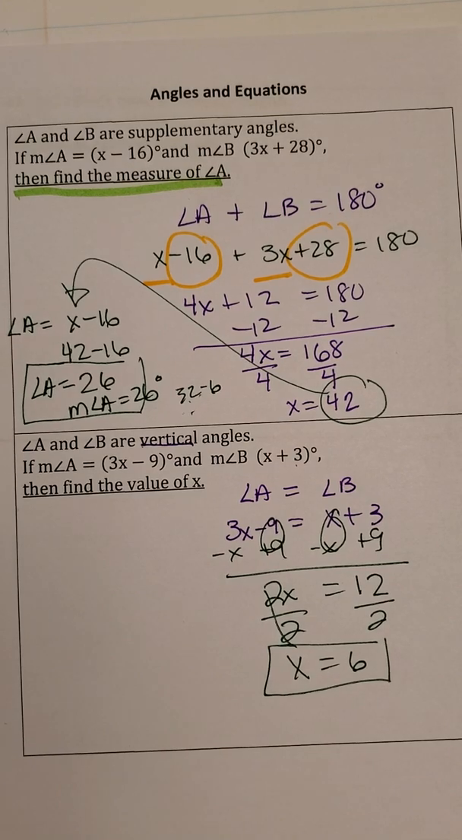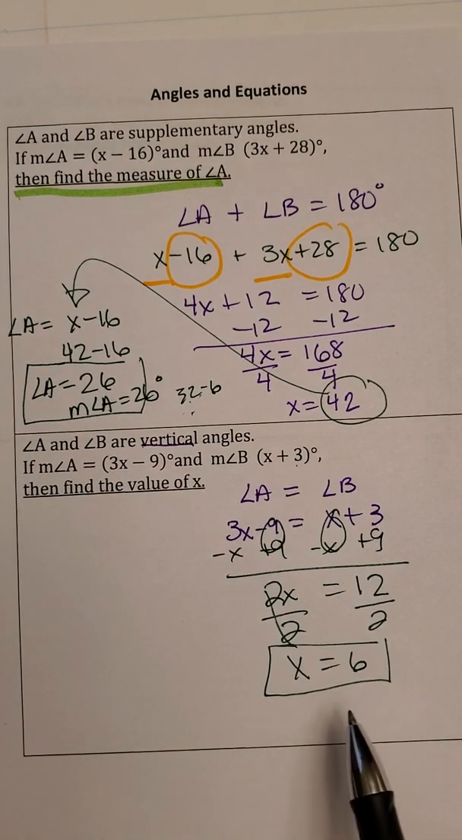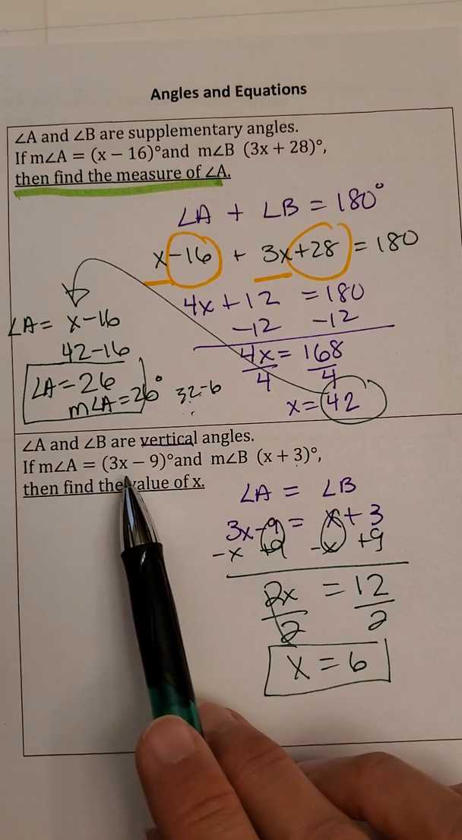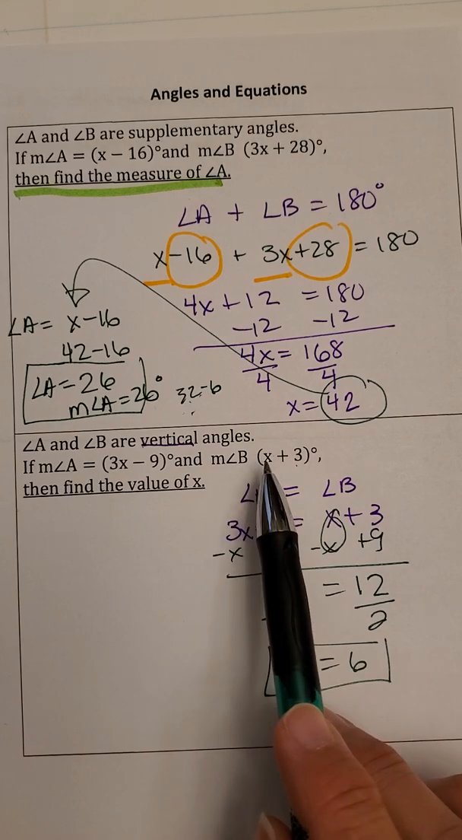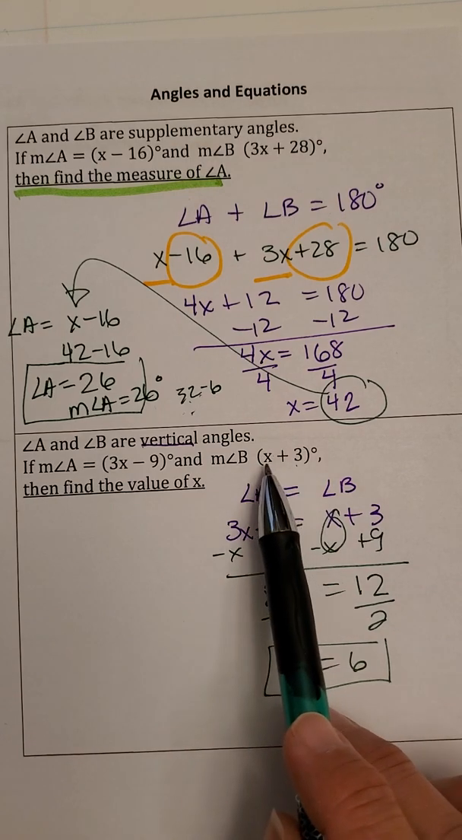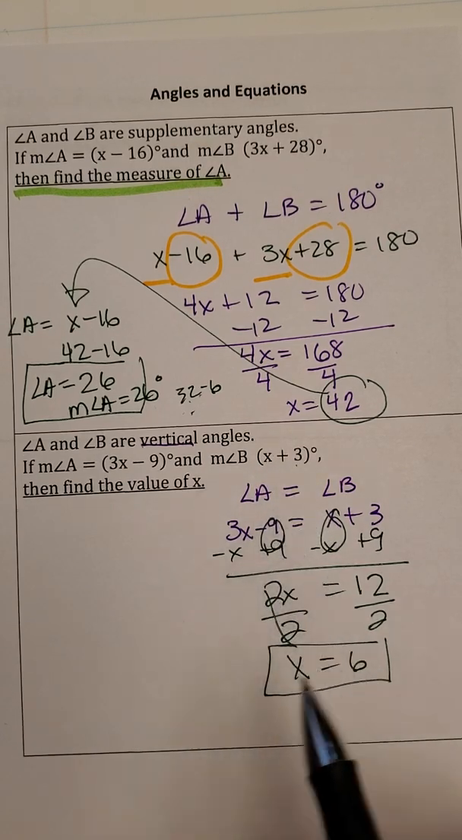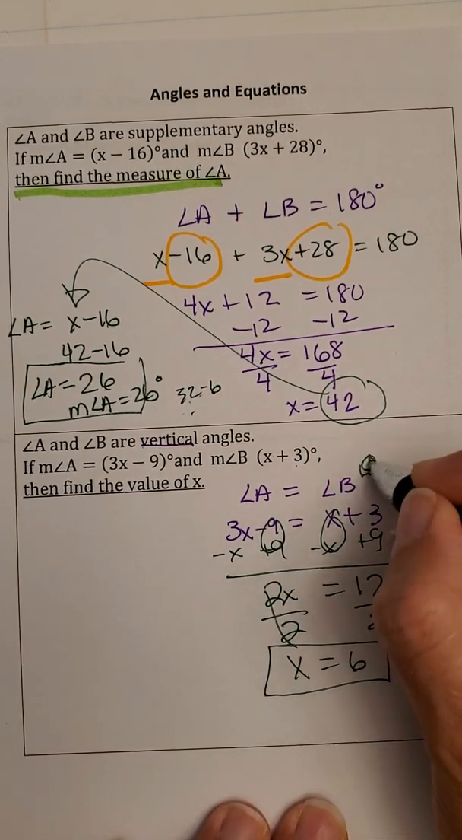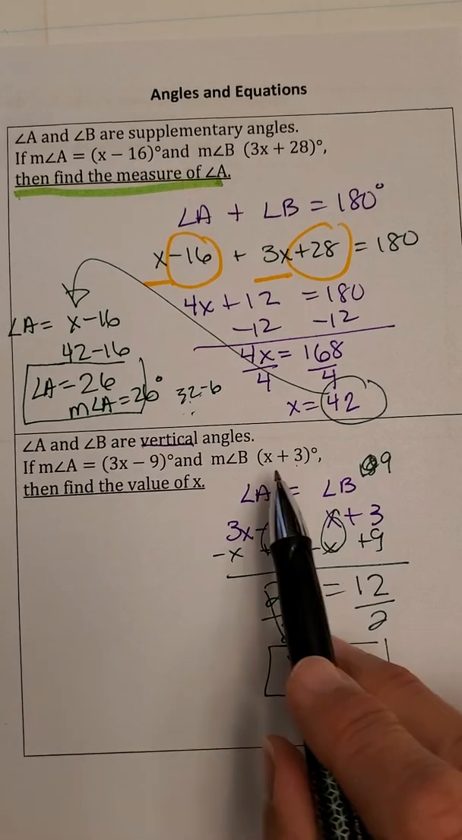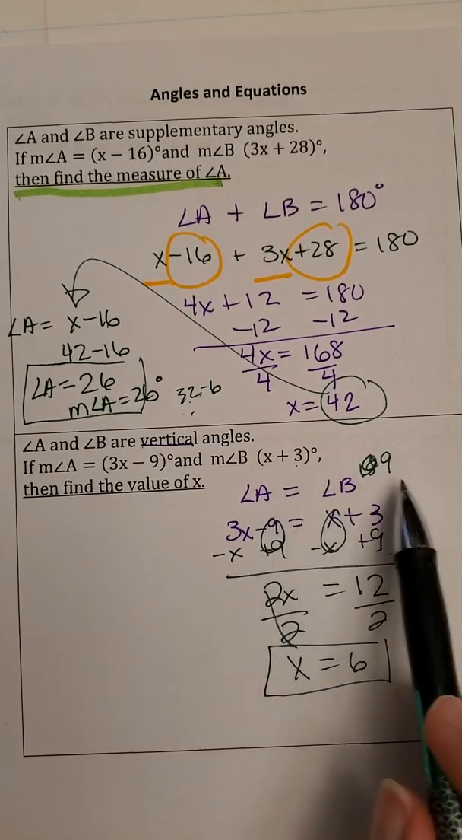Now, although they didn't ask you to plug it in to find an angle, it would help me to know if I'm right by plugging it in, because I would expect, since they're vertical angles, to get the same thing in both of those. So if I put a 6 over here, I get x plus 3, or 6 plus 3, I get 18. So angle B is 18. I'm sorry, that would be 9. 6 times 3 is 18. 6 plus 3 is 9.